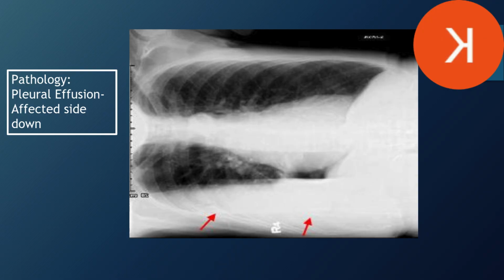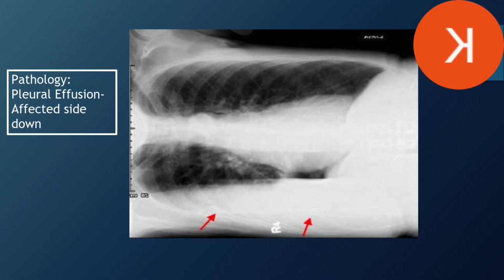Pathology of pleural effusion, an affected side is down. So this looks like a lateral decubitus view. We have discussed this earlier in the slides. What this image is showing is the affected side is positioned down to demonstrate the pleural fluid. The arrows that are indicated in red are showing the layering fluid within the pleural space.